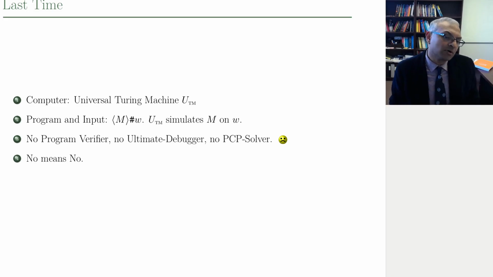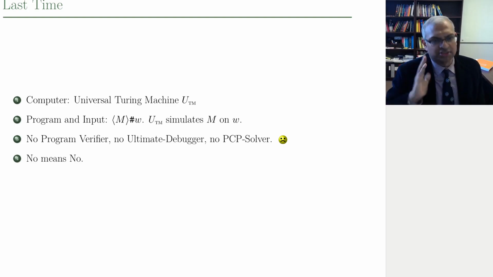Now, the moment you're able to construct such a powerful universal Turing machine, it actually opens the door to very many unsolvable problems. And what we discussed last time was that certain problems like the domino puzzle, the ultimate debugger or the halting problem, the program verifier, none of these problems can be solved. And no, in this case, means no. It's not that I can't solve it. It's not that you can't solve it. It's not that the Martian can't solve it. It cannot be solved on a Turing machine.